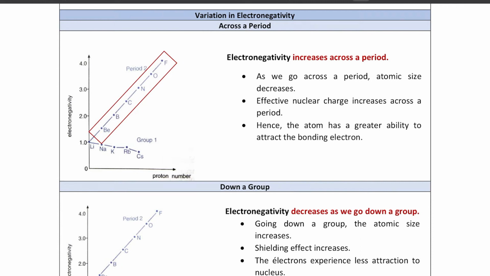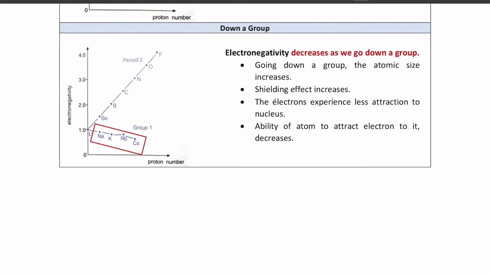Okay, next kita nak tengok going down a group pula. Okay, so kalau going down a group, as we can see over here from sodium to cesium, what happen adalah value of electronegativity tu makin berkurang. So electronegativity decreases as we go down the group. Sebab apa? Sebab going down the group, atomic size makin increase. Yes, kita dah tahu. Atomic size tu makin besar. So maksudnya dia makin besar, makin besar, makin besar.